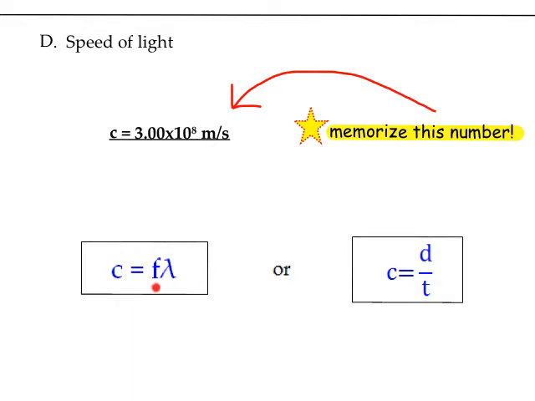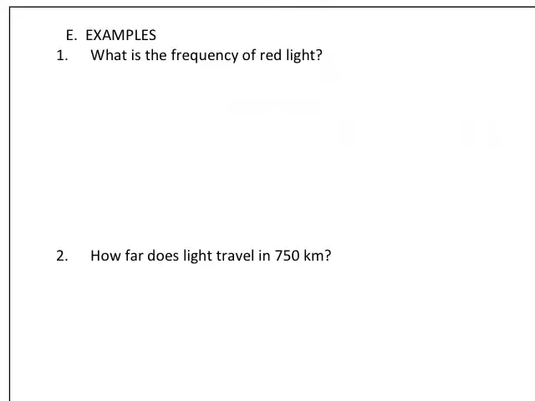So we can have the frequency of a certain color times the wavelength of that same color, and when we multiply those two together, the product will equal the constant for the speed of light. We can also calculate distances or times using the speed of light and simply say that speed is distance over time, just like you've seen before. So I've got a couple of examples for you. The first one asks you for the frequency of red light.